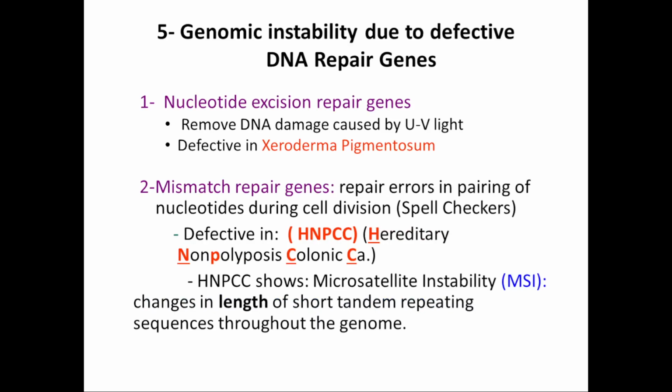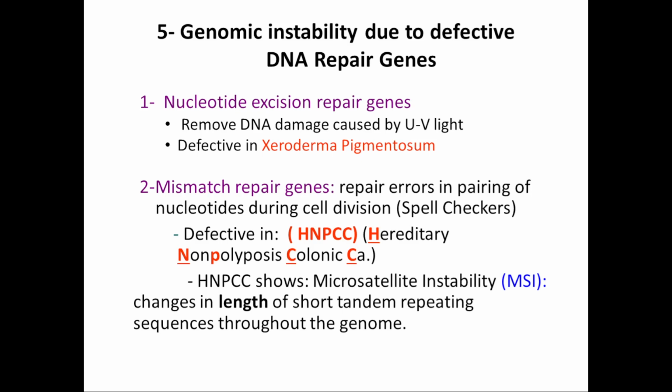Genomic instability due to defective DNA repair genes. What happens? These people cannot repair the DNA damage. They have DNA damage but the repair is not there. For example, nucleotide excision repair genes when they are defective lead to damage by ultraviolet light, and they develop xeroderma pigmentosum.